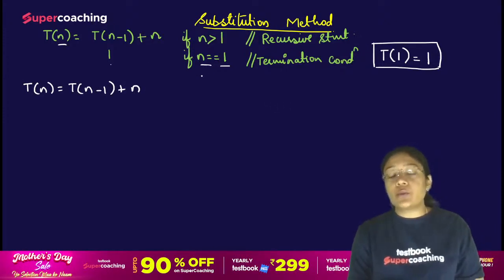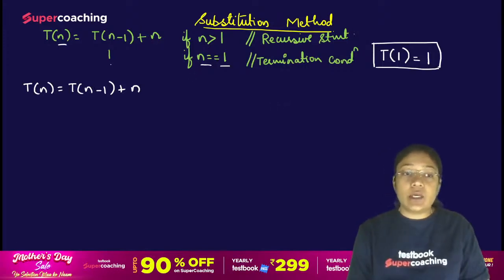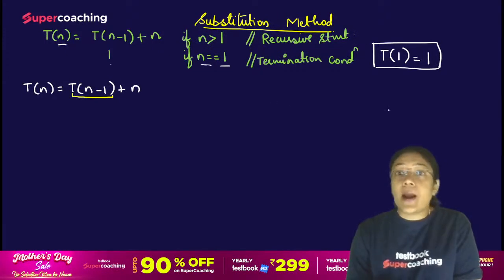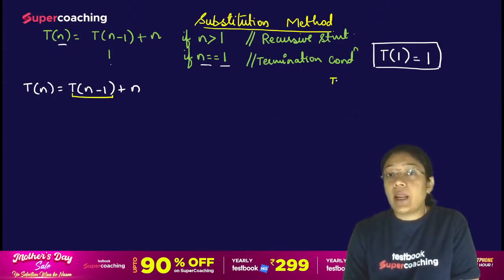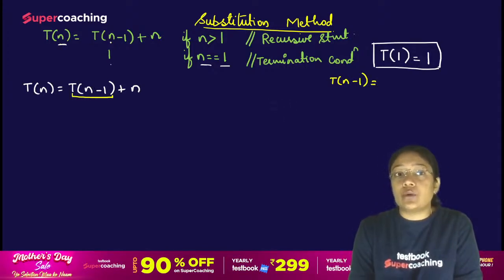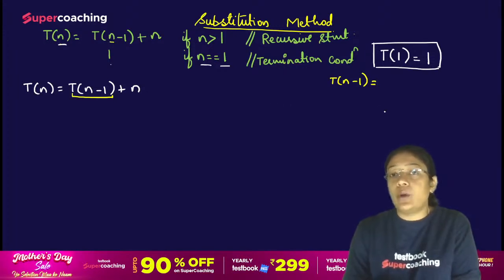Since this is the first question, I'll be writing each and every step in detail, but after that we'll skip a few. Okay, so I need to get the value of t of n minus 1. T of n की value आपको मिल गई. Now, in the similar pattern, I want to find out t of n minus 1. What will be that? जहां जहां पे n है वहां वहां पे n minus 1 substitute कर दो. So, at place of n, I will be substituting n minus 1.